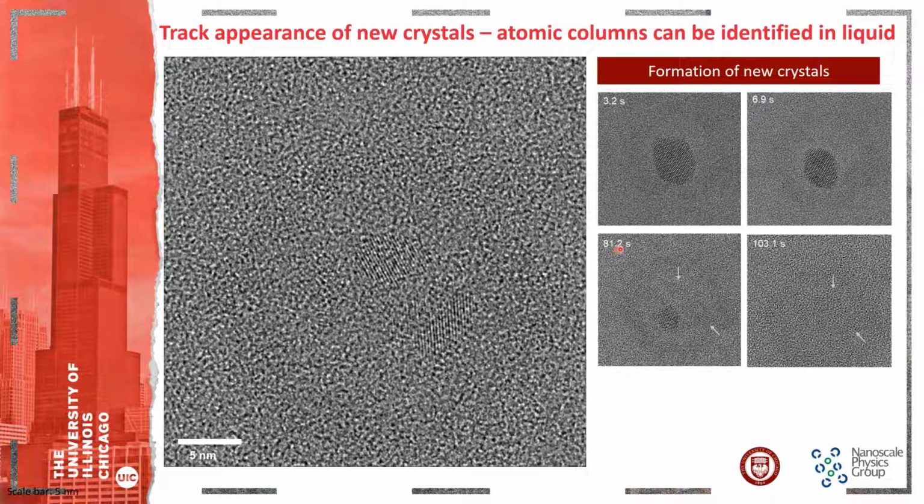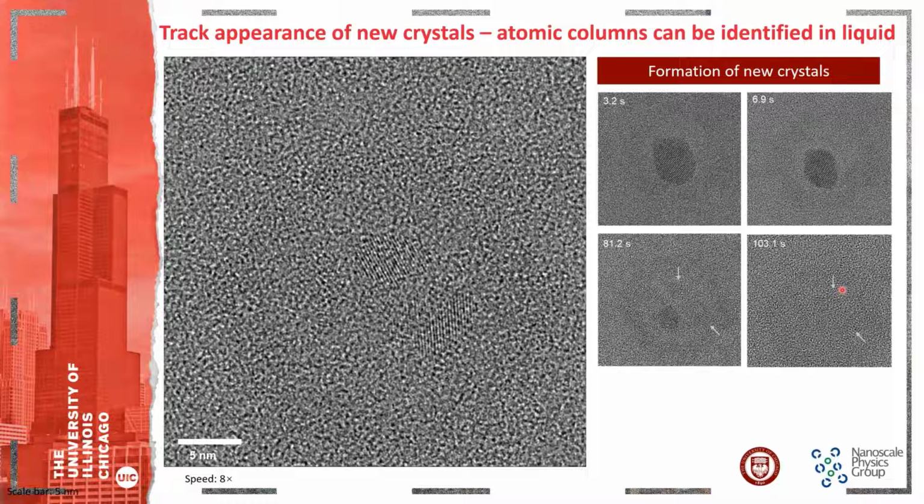And then here, after about 80 seconds and 103 seconds, you can clearly see there are other particles forming as a result of the atoms that are being corroded from the original primary particle. Now, this is all done in video mode using the ClearView camera.